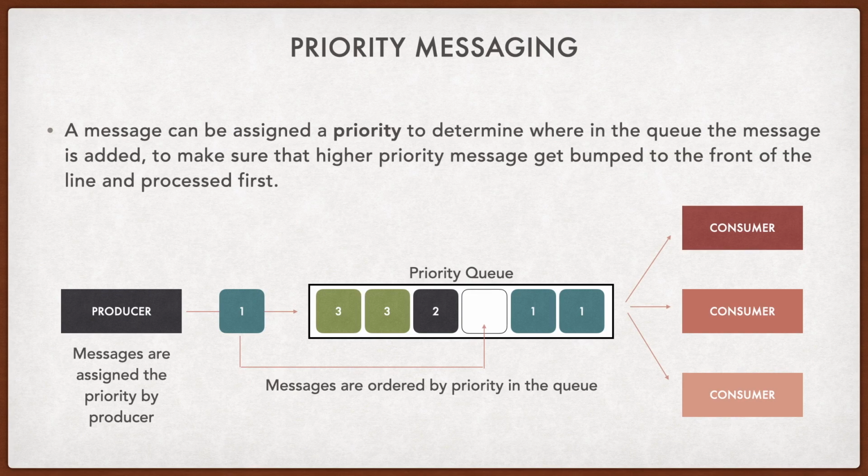Priority messaging. A message can be assigned a priority to determine where in the queue the message is added, to make sure that higher priority messages get bumped to the front of the line and processed first. In this example, the producer assigns a priority level 1 to the message so that it will end up at the front of the queue by circumventing the messages with low priority.